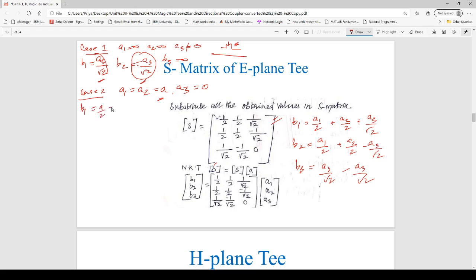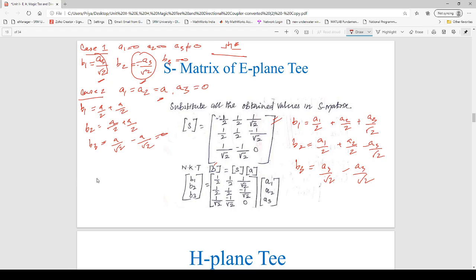So your B1 is A by 2 plus A by 2. My B2 is A by 2 plus A by 2, and my B3 is A by root 2 minus A by root 2, which is equal to 0. Does it satisfy? If I am giving equal input at port 1 and port 2, then at port 3 it is doing the difference. So that is why this is called a difference arm. So when there is equal input at port 1 and port 2, it results in no output at port 3. So this is one case. This is also satisfying the E plane matrix.